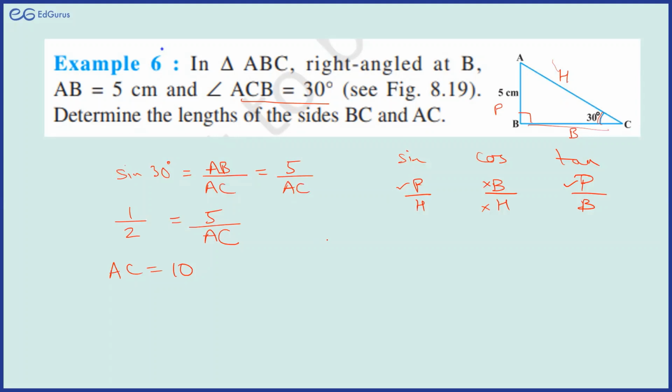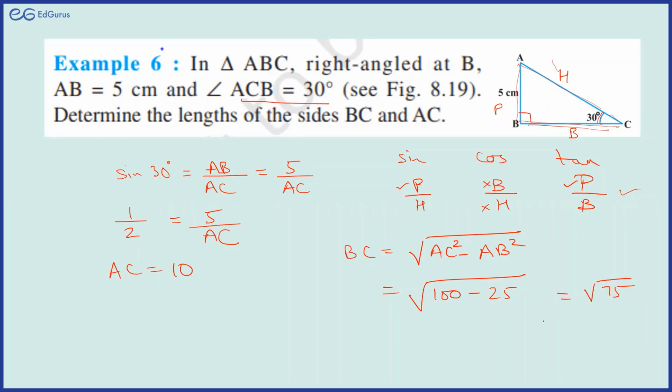Now knowing AC, I can also find BC, which is the base. I can use tan, or I can use my Pythagoras theorem, because now I have perpendicular and hypotenuse. So I know, so I can find base BC is equal to square root of AC square minus AB square, which will be 100 minus 25, which is root of 75, which is 5 root 3. Okay?